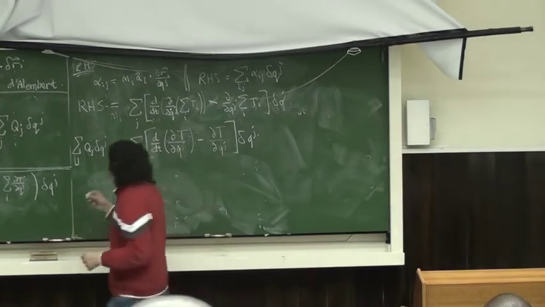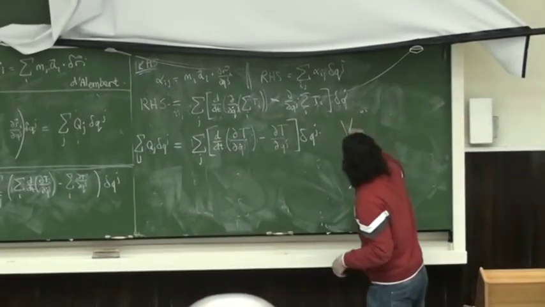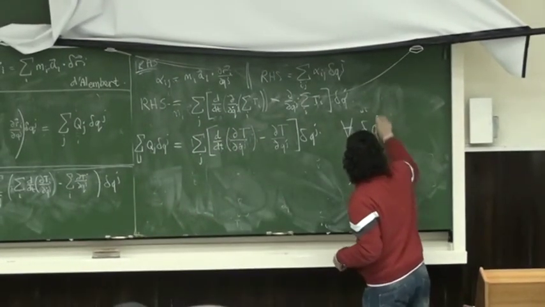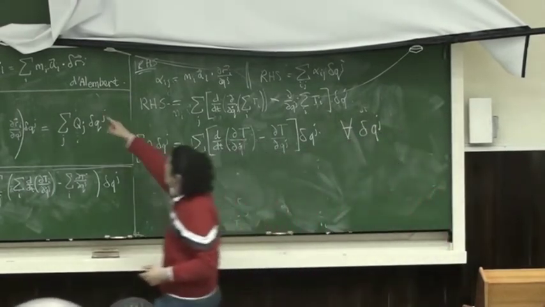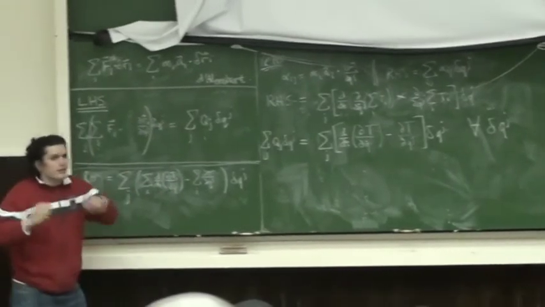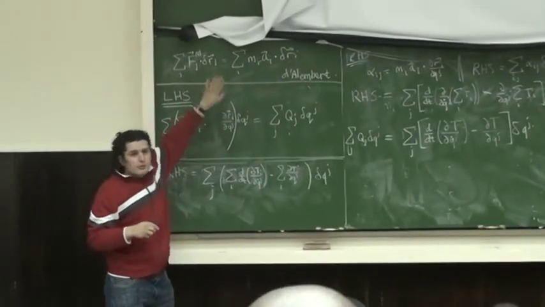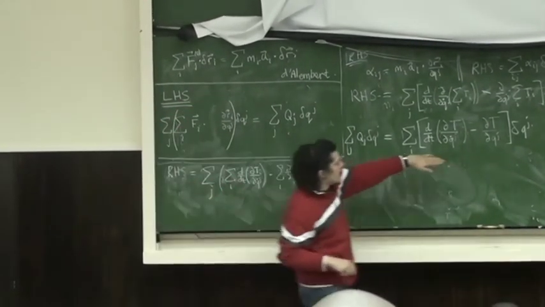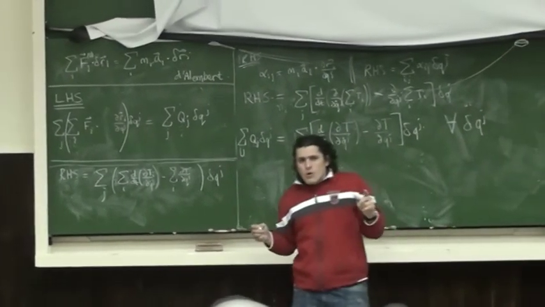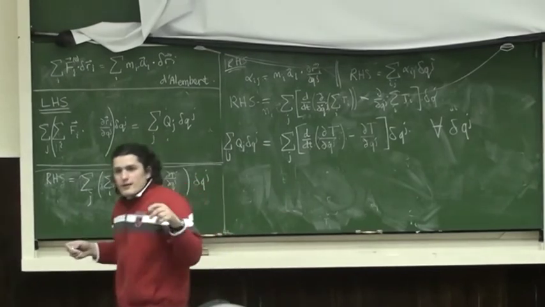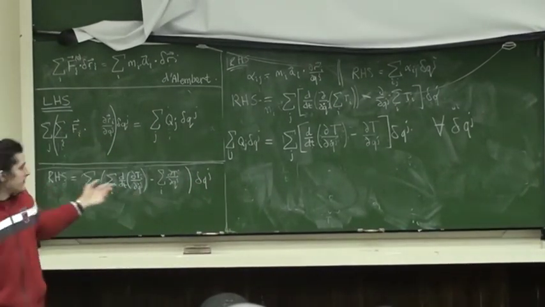This equation holds for all delta Qj, any displacement that I choose, just like this one holds for all feasible delta Ri. The feasible was the problem here. I've gotten rid of it. This holds for all possible delta Qj. Why is that cool? There's a reason, and here's what it is.